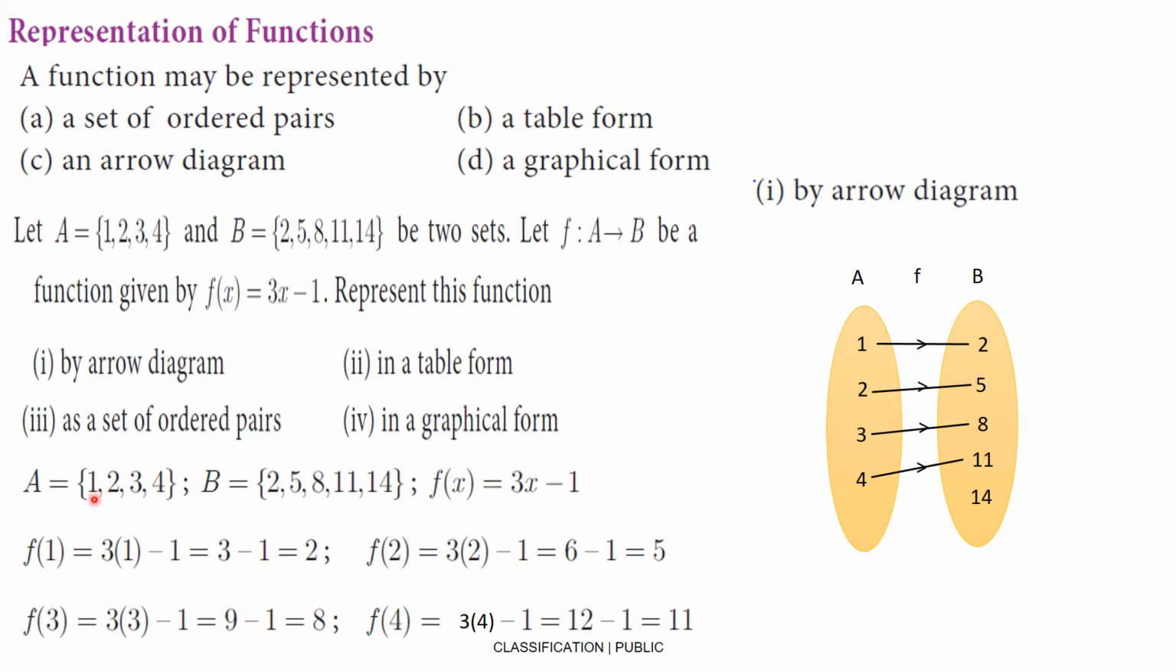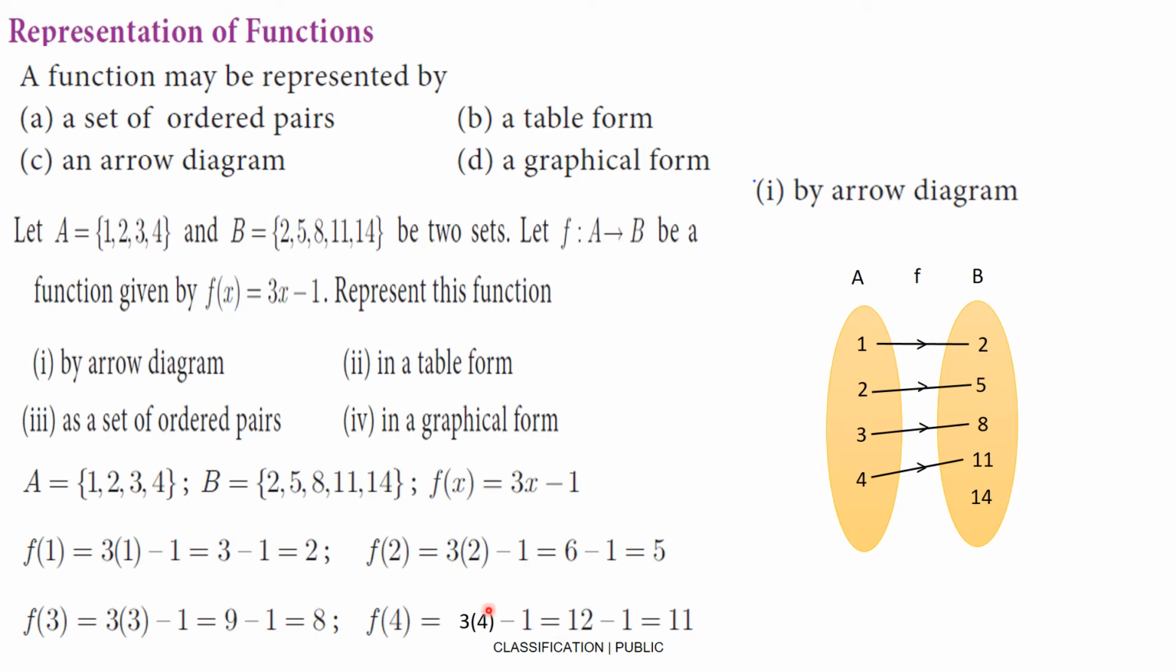A equal to {1, 2, 3, 4}, B equal to {2, 5, 8, 11, 14}. f(x) = 3x - 1 means you substitute the A values. So f(1) = 3 into 1 minus 1, that is 3 minus 1, 2. f(2) = 3 into 2, 6 minus 1, 5. f(3) = 3 into 3 minus 1, 9 minus 1, 8. f(4) = 3 into 4, 12 minus 1, 11.